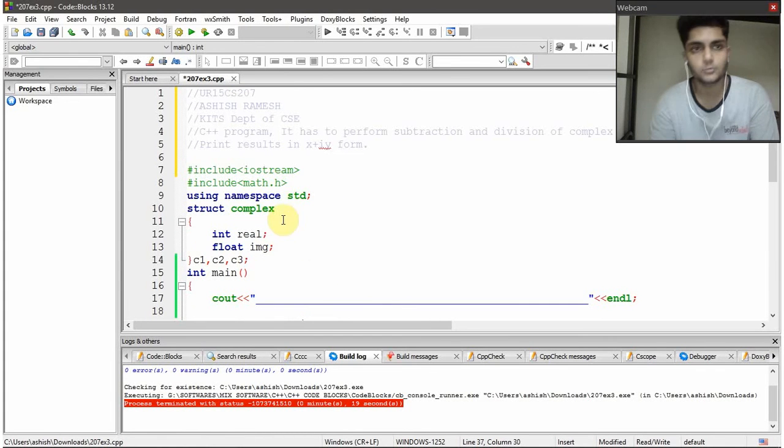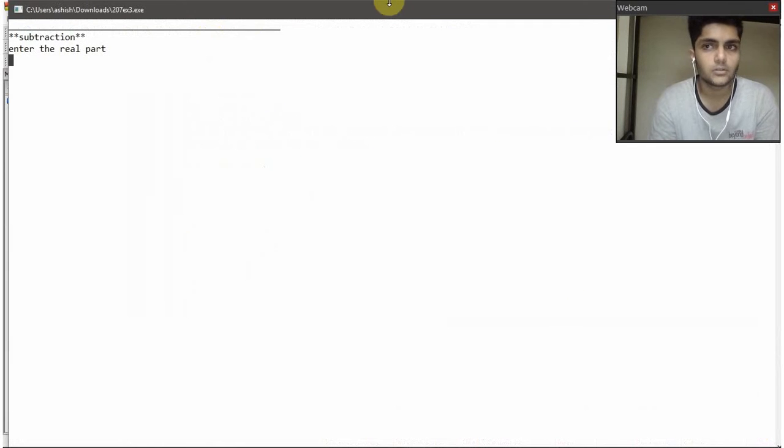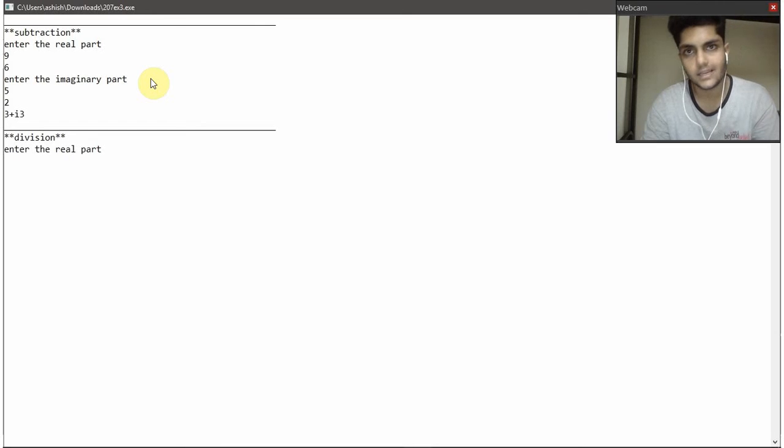So let's see how the output comes. I'm going to build and run this program. So here is the subtraction part. Suppose it is asking the user to enter the real part, that is 9 and 6, and then the imaginary part, that is 5 and 2. So it is giving 3 plus iota 3.